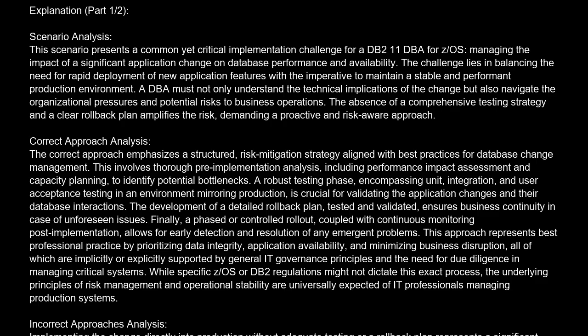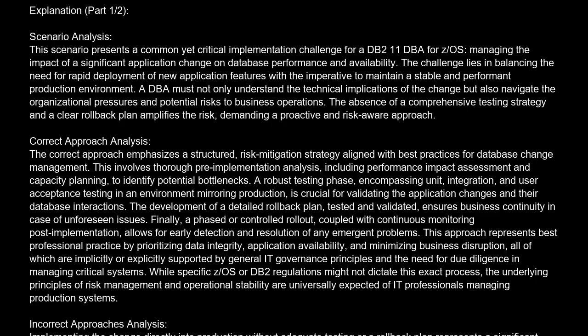Finally, a phased or controlled rollout, coupled with continuous monitoring post-implementation, allows for early detection and resolution of any emergent problems. This approach represents best professional practice by prioritizing data integrity, application availability, and minimizing business disruption, all of which are implicitly or explicitly supported by general IT governance principles and the need for due diligence in managing critical systems. While specific z/OS or DB2 regulations might not dictate this exact process, the underlying principles of risk management and operational stability are universally expected of IT professionals managing production systems.